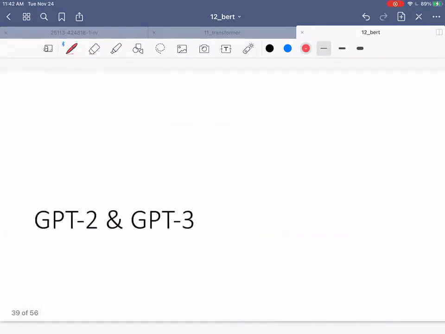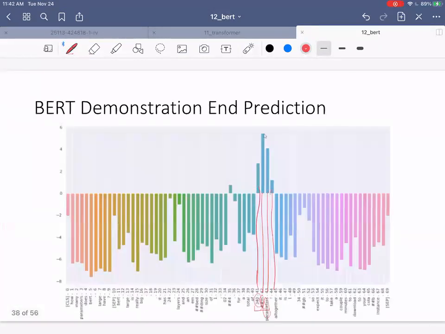All right, moving on to GPT-2 and GPT-3. So any questions so far on BERT? No question.